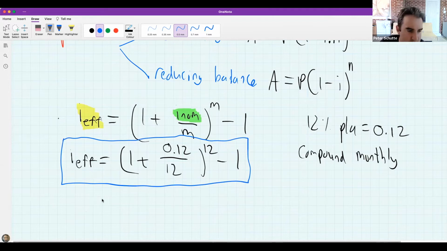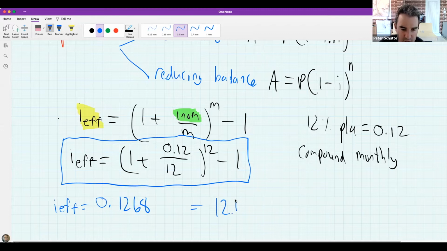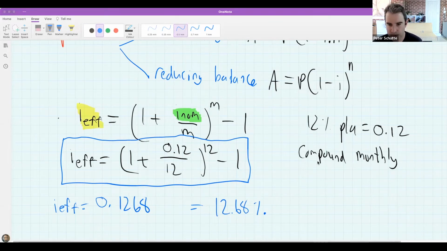I'm seeing the I effective is 0.1268, which if we take Bonolo's question we applied, in terms of percentage, that's going to be 12.68%. So the nominal interest rate that was quoted was 12% per annum, but when we break it up into monthly chunks, the effective rate ends up being 12.68%.